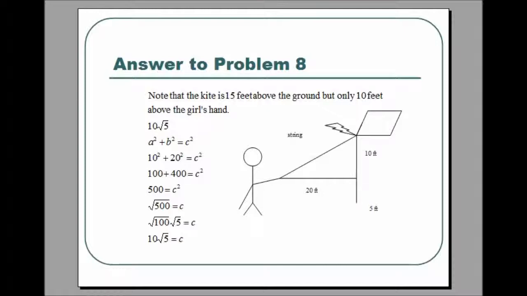Squaring those numbers gives us 100 plus 400 equals c squared. This adds to 500, and 500 equals c squared. Taking the square root of both sides gives us the square root of 500 equals c. We want to simplify. The largest perfect square that divides evenly into 500 is 100. The square root of 500 equals the square root of 100 times the square root of 5, which is 10 square root of 5.